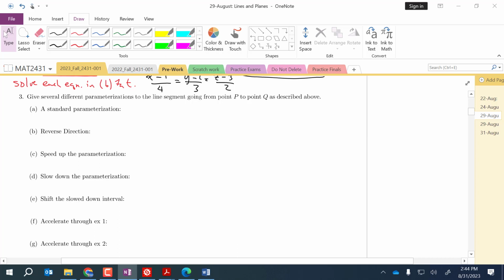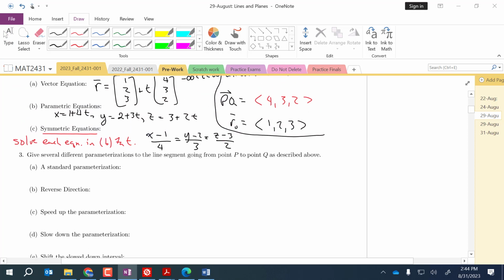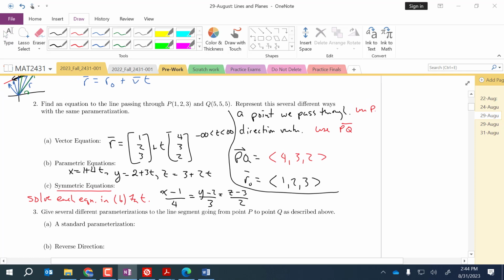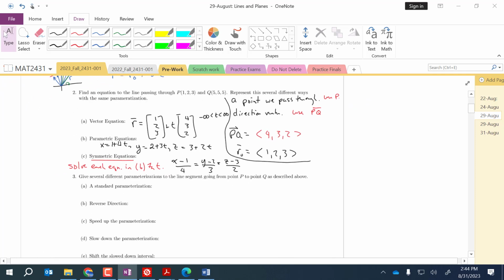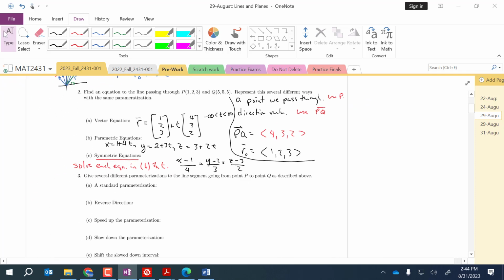Okay. So let's give several parameterizations. So careful here. What's the difference between question 3 and the first part of question 2? What were we tracing out in question 2? A line. What are we tracing out in question 3? Line segment. So this has to have a start and a stop.